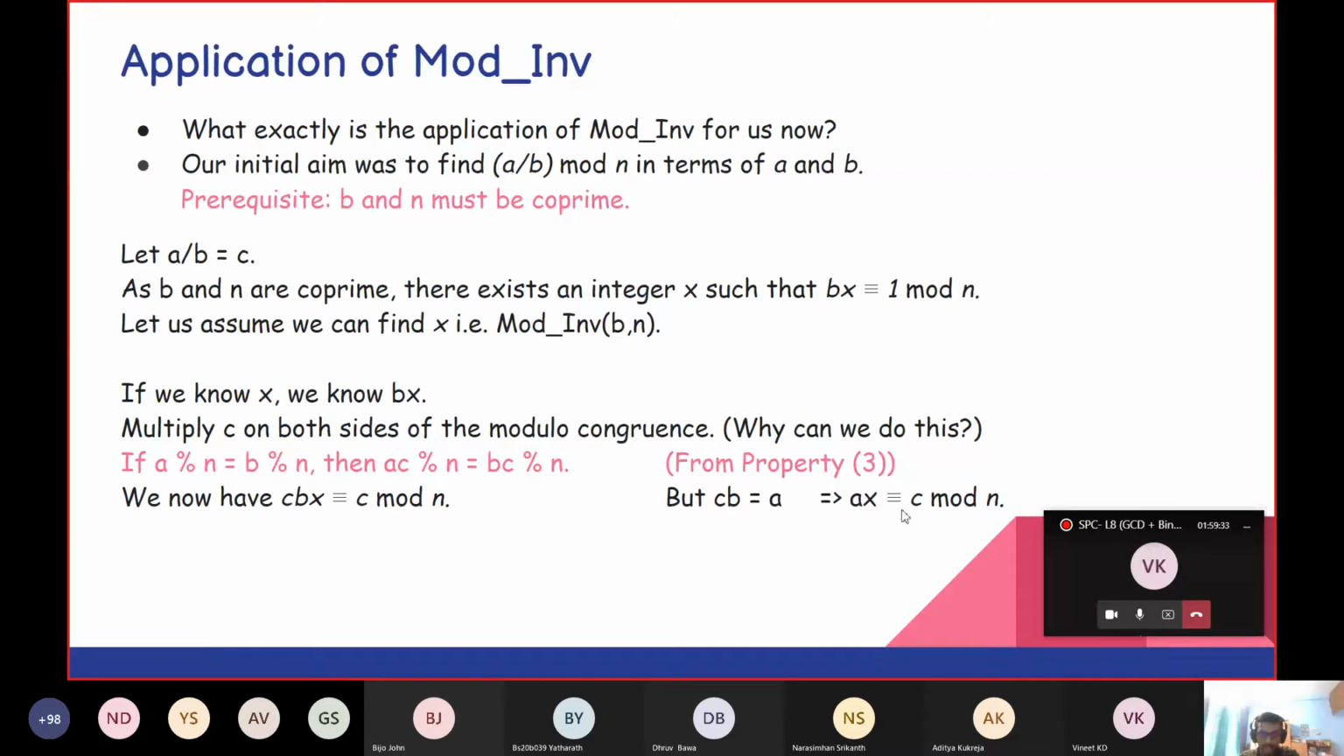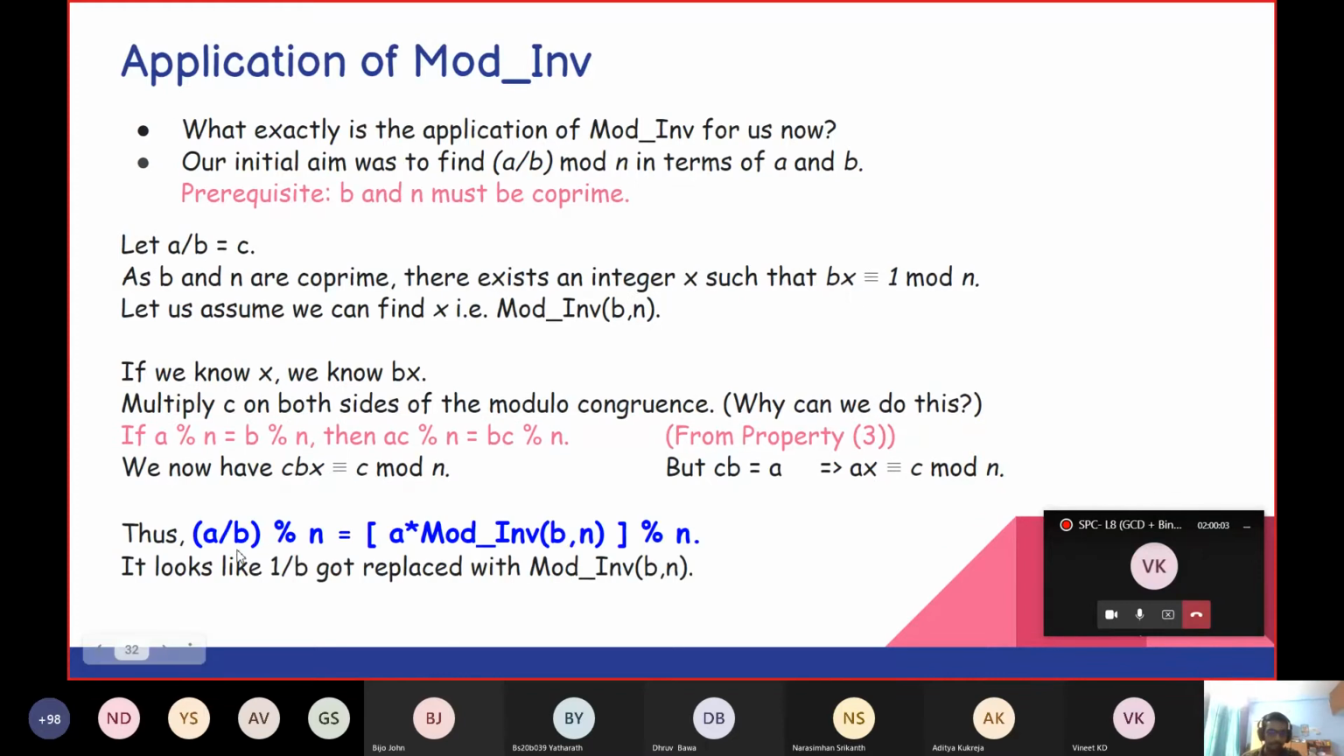So my goal was finding A by B mod n, which is basically C mod n. And then I did some math. I cooked up a new number called modulo inverse such that Bx congruent to 1 mod n. I multiplied C on both sides. It became CBX and C. CB I then called A. And then I'm saying AX is congruent to C mod n. So the remainder when A by B is divided by n is the same as the remainder when A into X is divided by n. So it's like this 1 by B got replaced with some number called mod inverse.